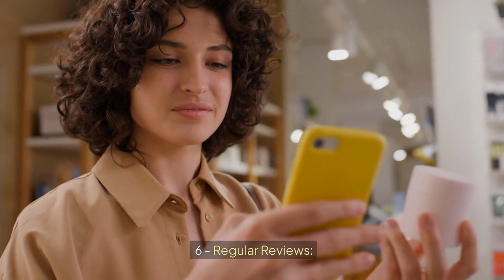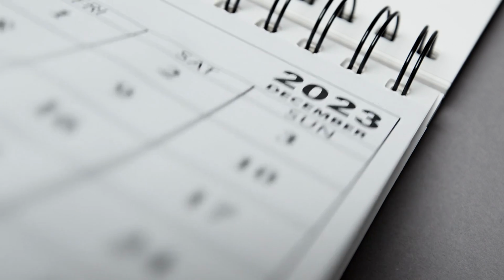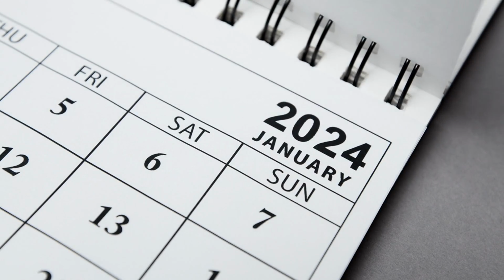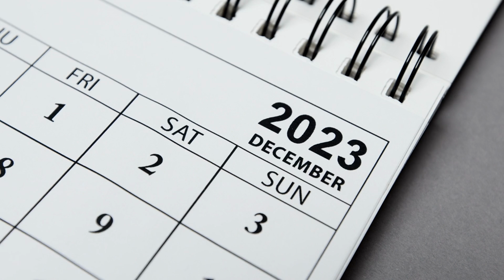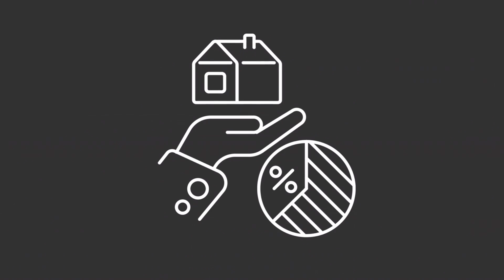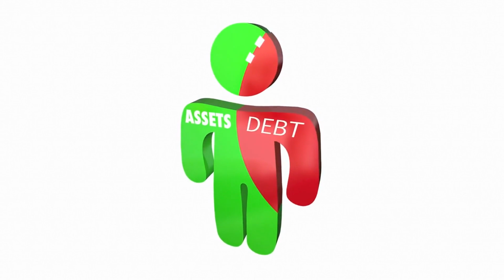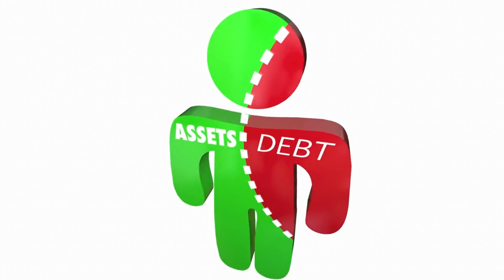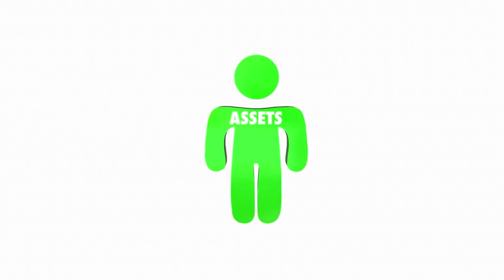6. Regular reviews. Make it a habit to review and update your estate plan periodically, especially when significant life events occur, such as marriage, divorce, birth of children, or substantial changes in your financial situation. Reviewing and updating your estate plan to account for changing debt circumstances is a crucial aspect of comprehensive financial planning. By proactively addressing debts in your estate plan, you can protect your assets, minimize potential disputes, and ensure that your wishes are carried out effectively for the benefit of your loved ones.